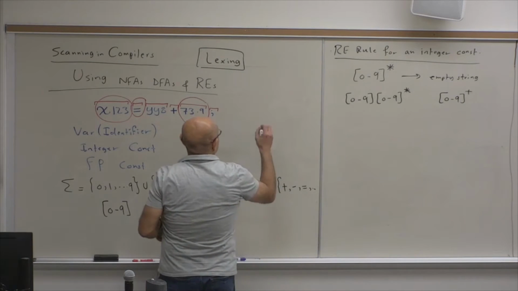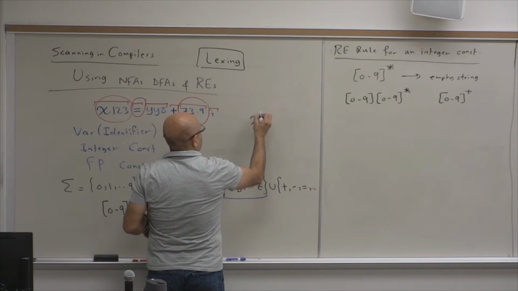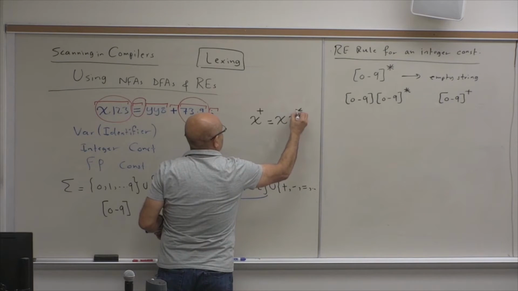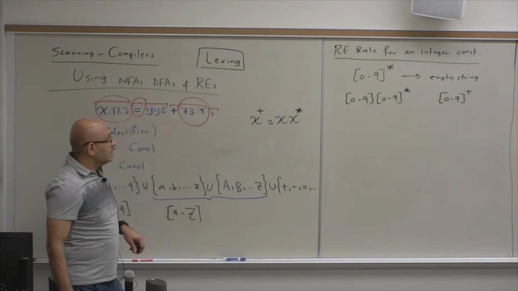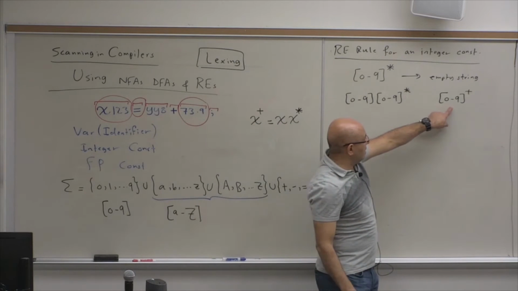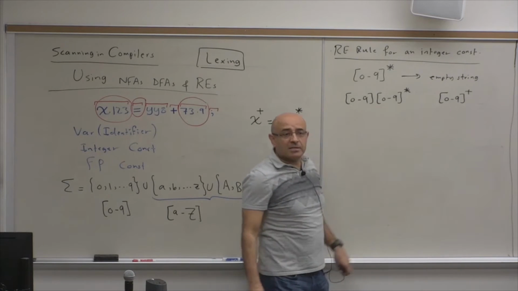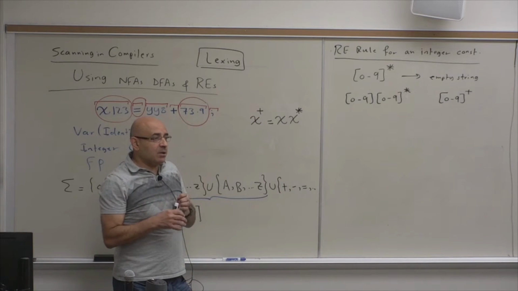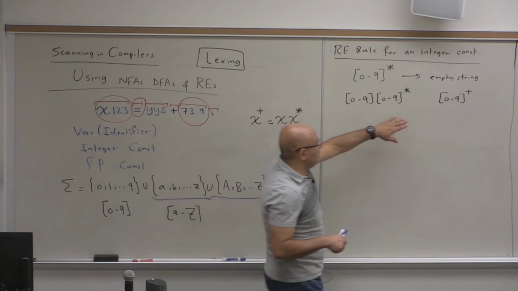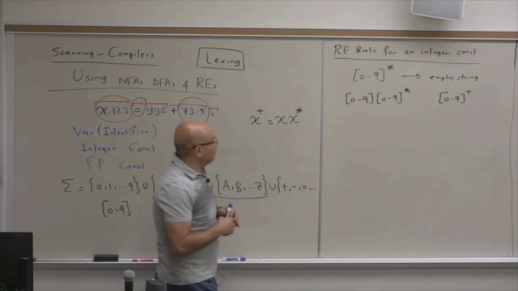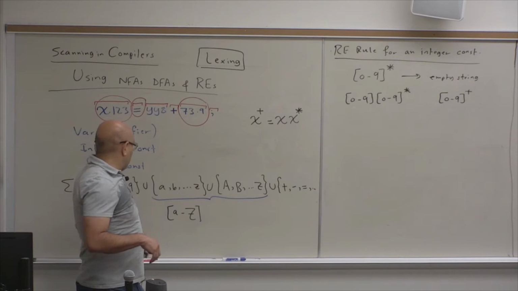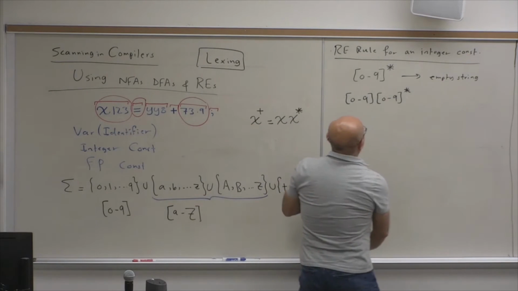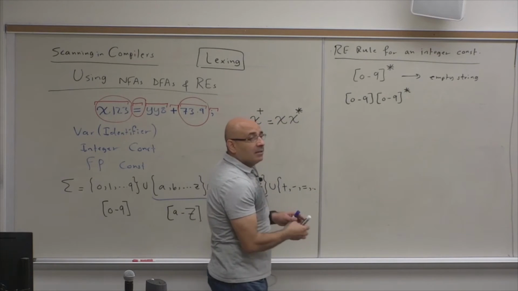So x plus is equal to x x star. So you can think of 0-9 plus as shorthand for 0-9 0-9 star. With the star, you can repeat 0 times, so you can have the empty string, but with the plus, you cannot have the empty string. You'll have to have at least one digit.